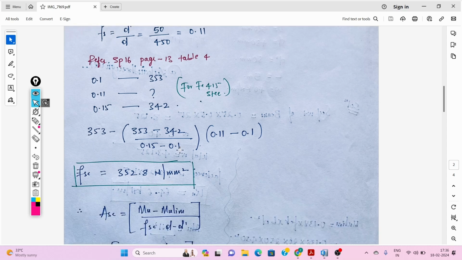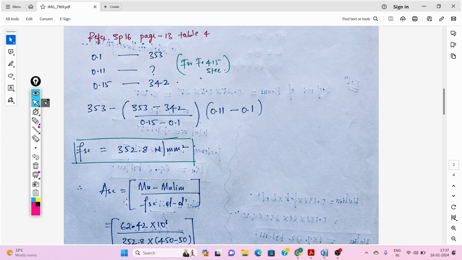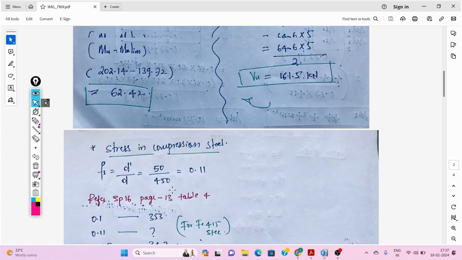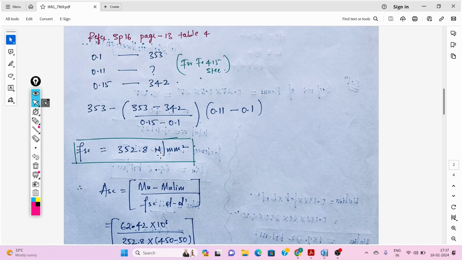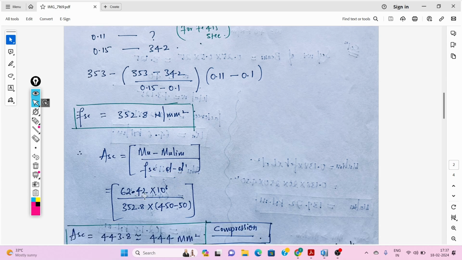Okay, so now we need to find ASC, the area of steel in compression zone. ASC is what? Area of steel in compression zone. Mu minus Mu limit, we have calculated this here, Mu minus Mu limit is 62.42. So Mu minus Mu limit divided by FSC into d minus d dash. Okay, 62.42 into 10 raised to the 6.